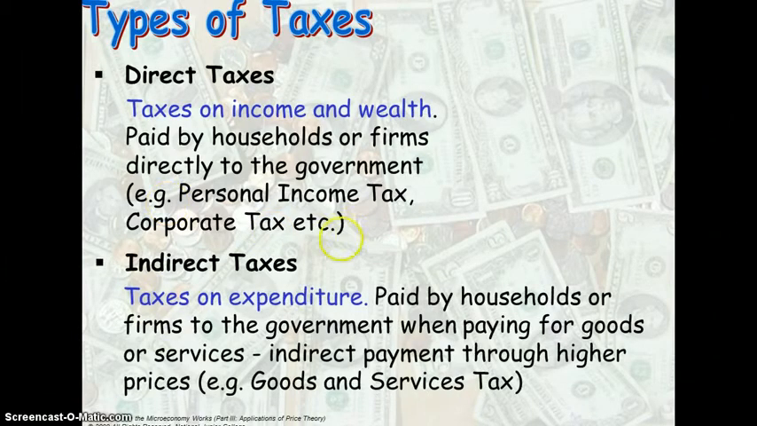Indirect taxes are taxes on expenditure. It is paid by the household or firms to the government when they are paying for the product itself. So it is an indirect payment through a higher price of the products. So for example, the goods and service tax.